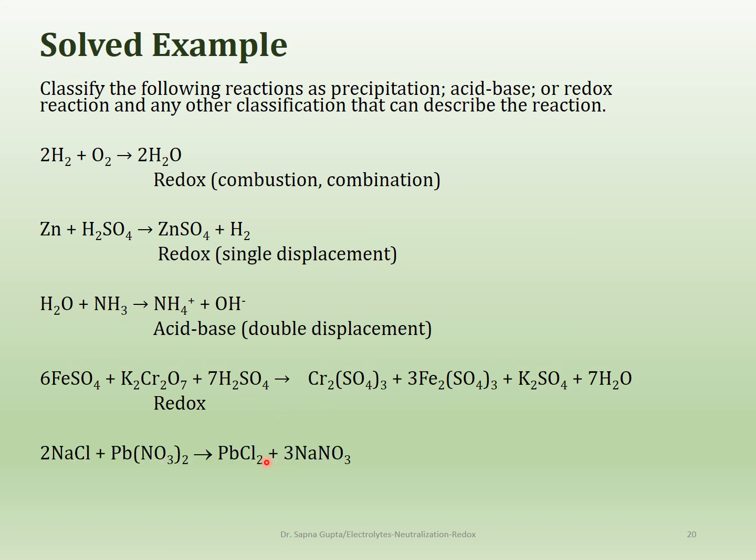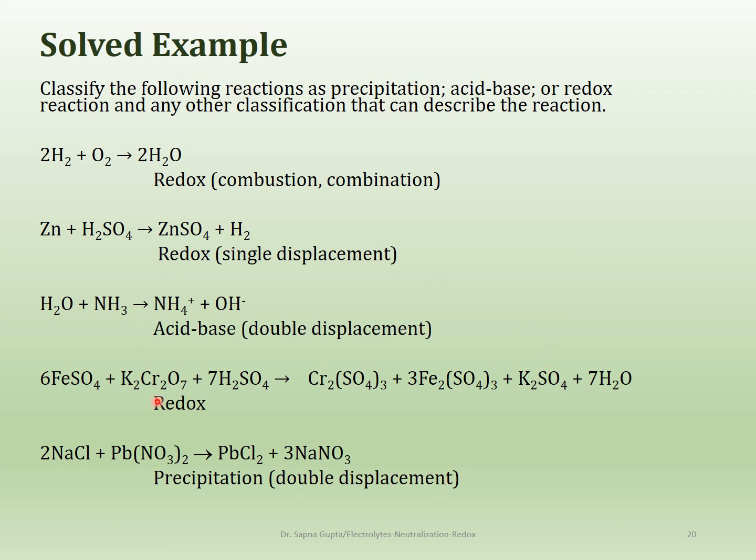One more equation here, sodium chloride plus lead nitrate to give lead chloride and then sodium nitrate. When looking at this one, there is no acid-base over here. Lead is plus 2 over here and lead is still plus 2 over here, which means this is not a redox equation. And then we look at precipitation, and yes, this is a precipitation equation because lead chloride is a precipitate. It is insoluble in water. So this one then is a precipitation equation, which are usually double displacement equations.